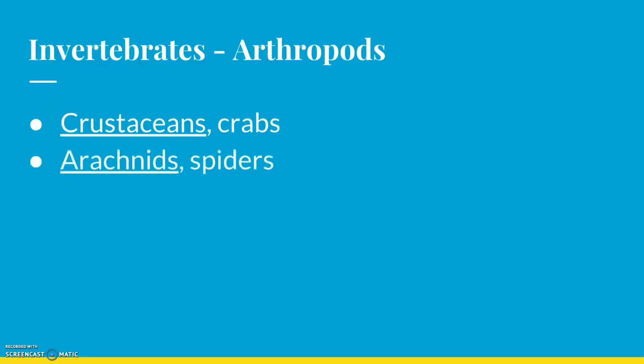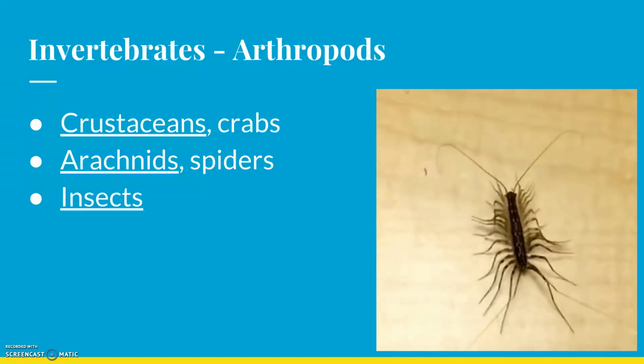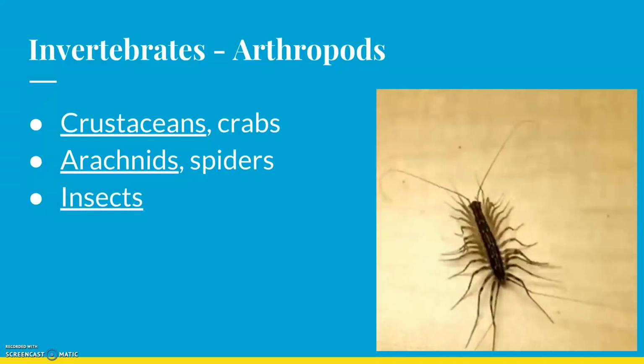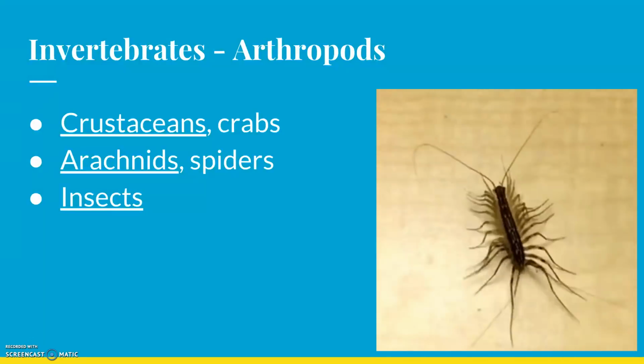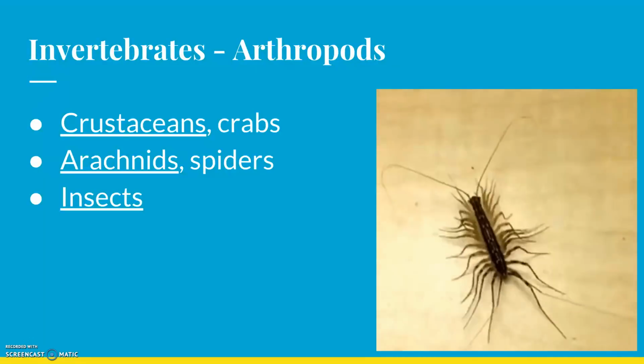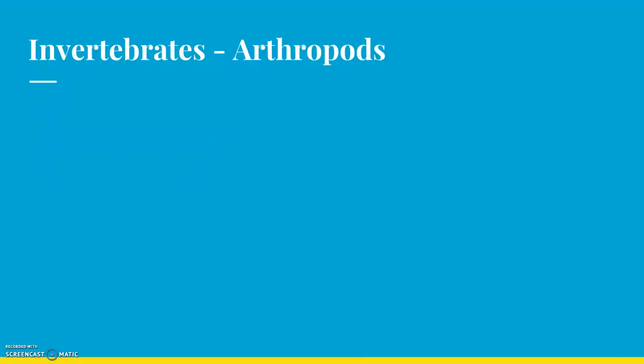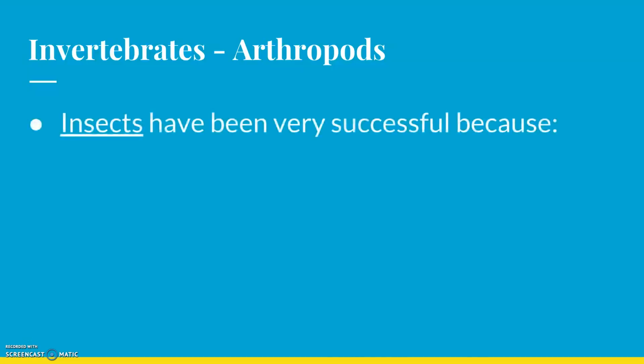So we have crustacea, we have arachnids, we have insects like this guy here. Crustacea are going to be crabs, lobsters, those kind of things. Arachnids are spiders, hence the word arachnophobic. You're afraid of spiders. And then there's insects, which is everything else. Beetles and stink bugs and lightning bugs and all kinds of other bugs that live in my house, and I don't like them. So insects are extremely successful.